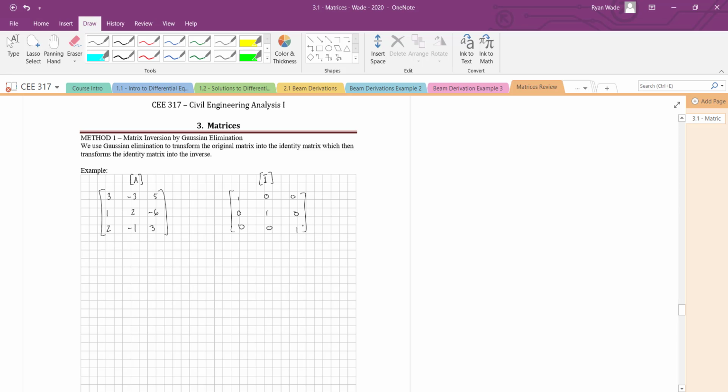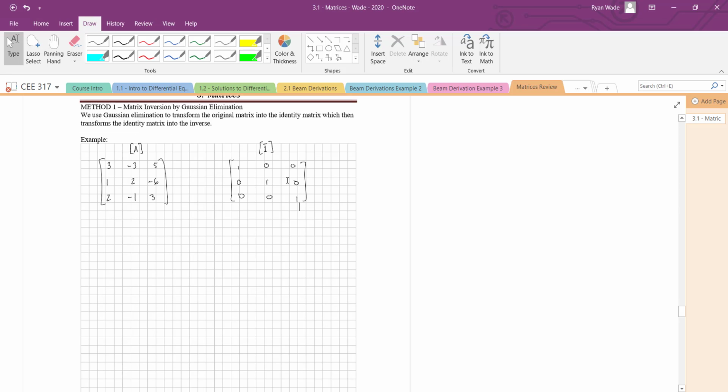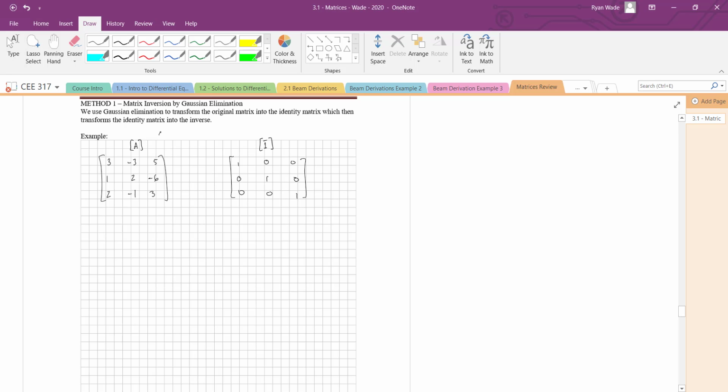And now I'm just going to start trying to solve. I'm going to try to turn the original matrix into the identity matrix. So this one here, I and A into I, and then whatever is left on here by doing the same multiplication and division is going to be our inverse matrix.